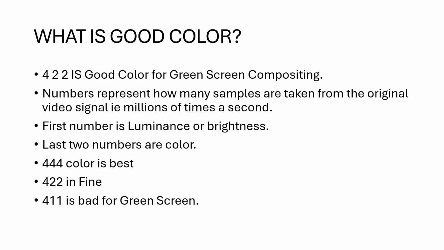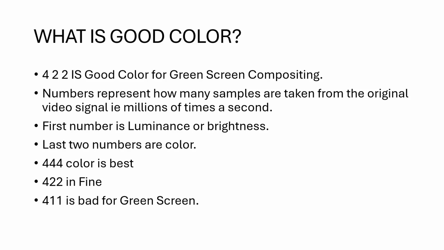When an image is captured with a digital camera, it begins as a constantly varying analog signal that is then digitized at a certain rate of speed. The first number 4 represents the brightness data of the image and is sampled at 4 million times a second because the human eye is most sensitive to subtle changes in brightness value. The other 2 numbers represent color sampling that is done at 2 million times a second because we are less discerning with color to our eye.